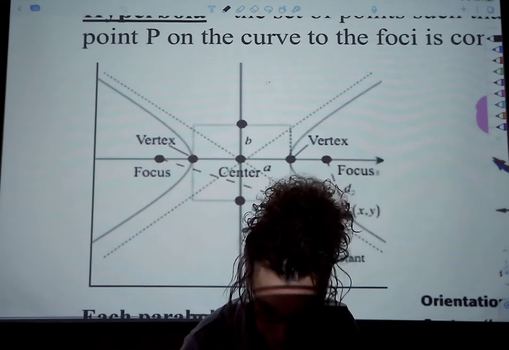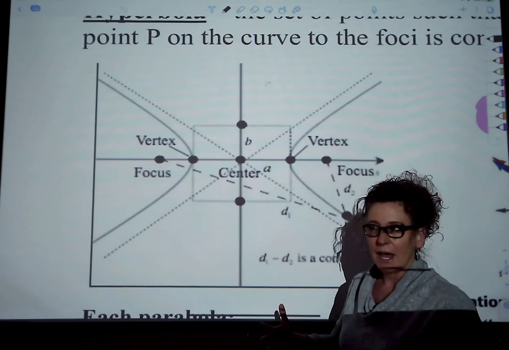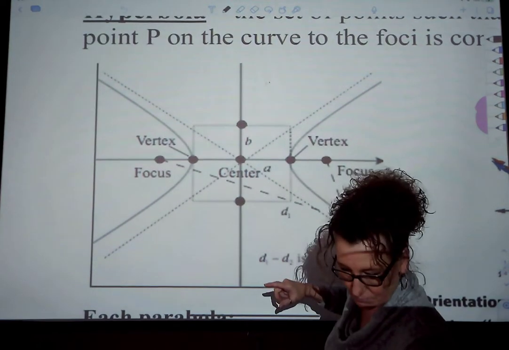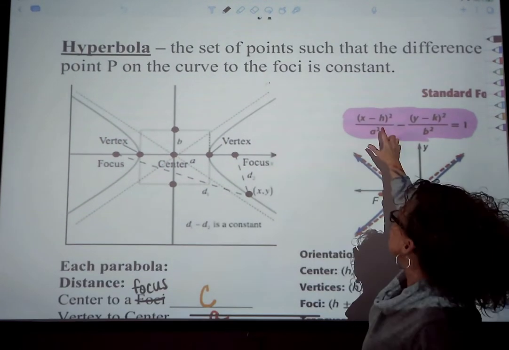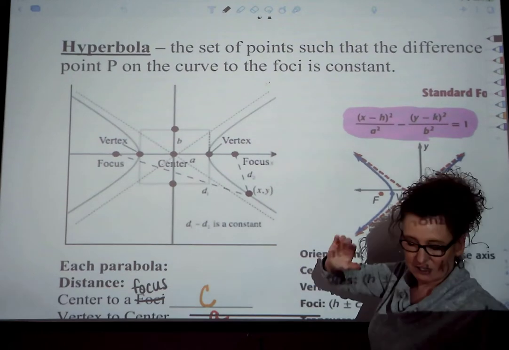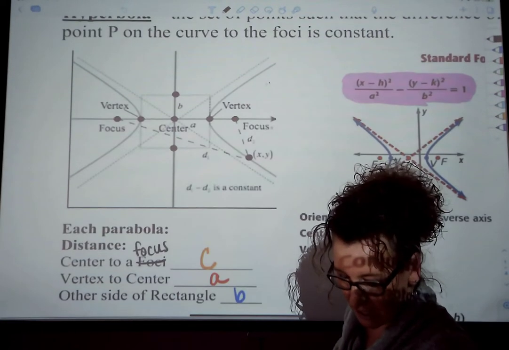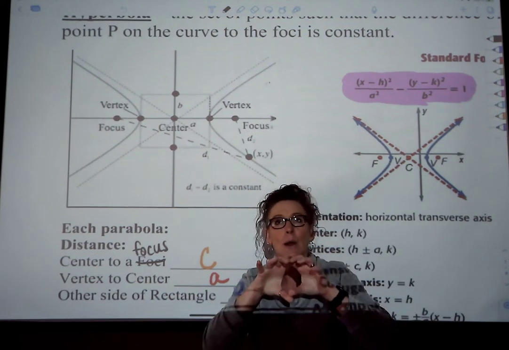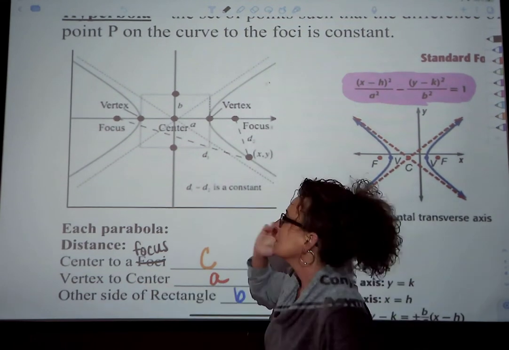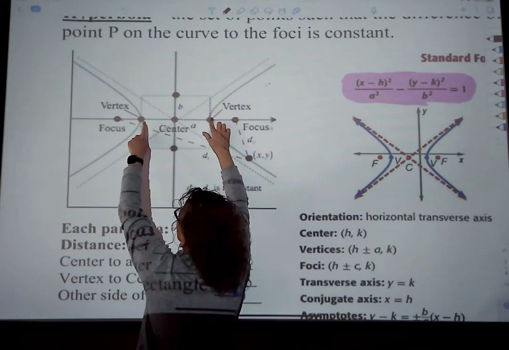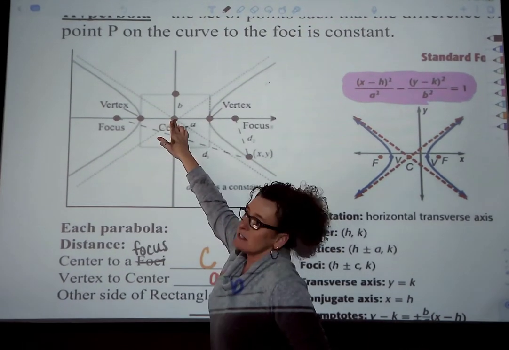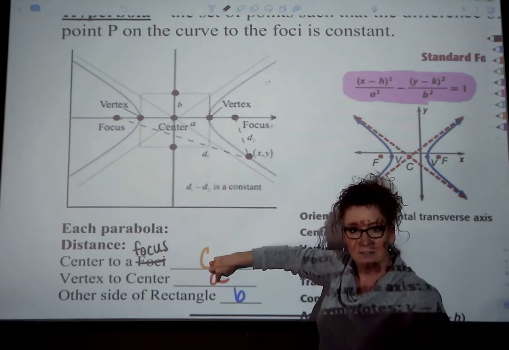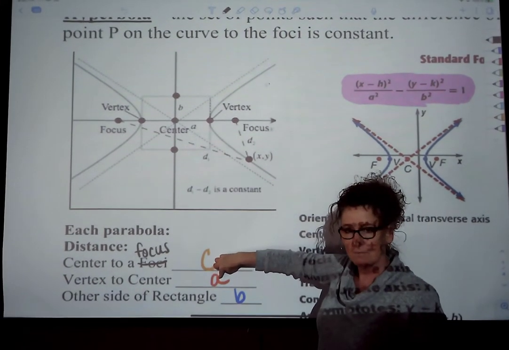Now, here are the parts to a hyperbola. We still have a center, and that's still going to come from h and k. We still have our main vertices along our major axis. So we still have our major vertices, and the good news, the distance from the center to a major vertex is still a, just like it was in an ellipse.